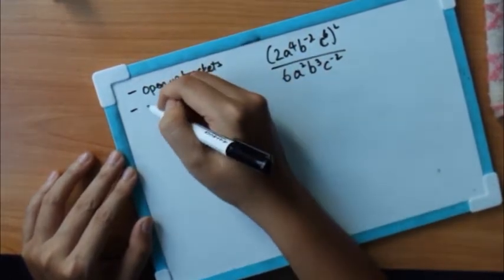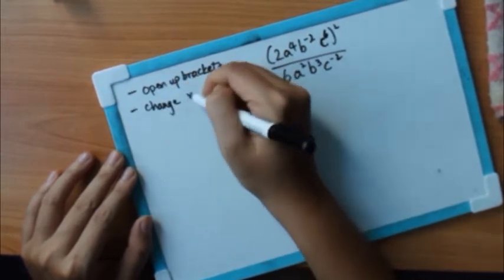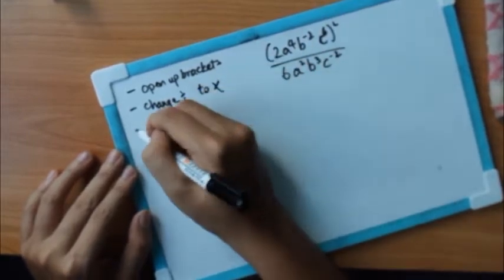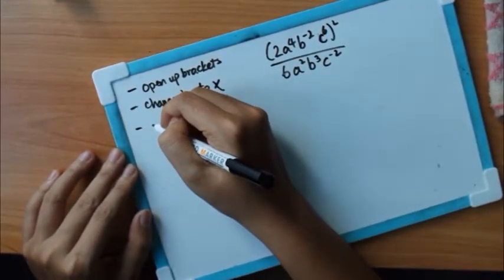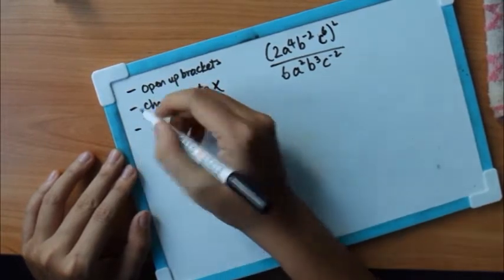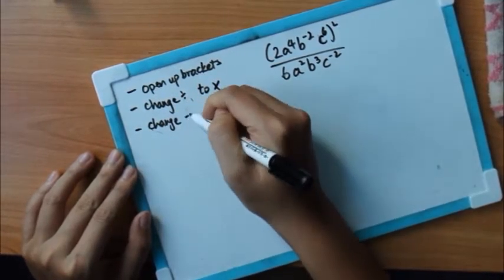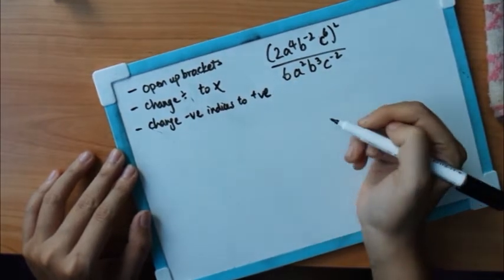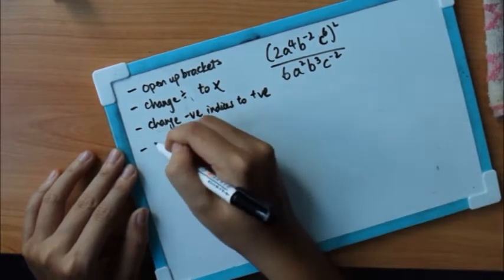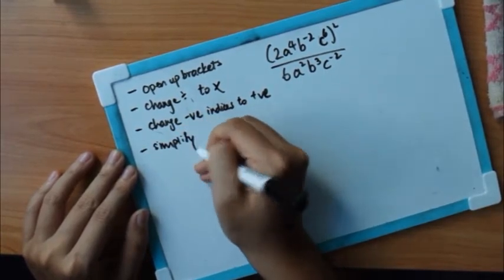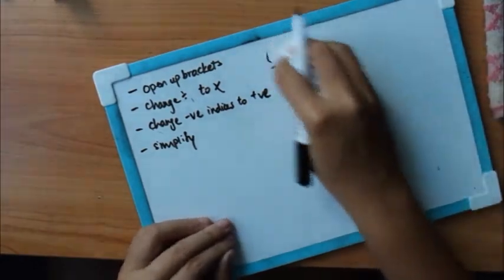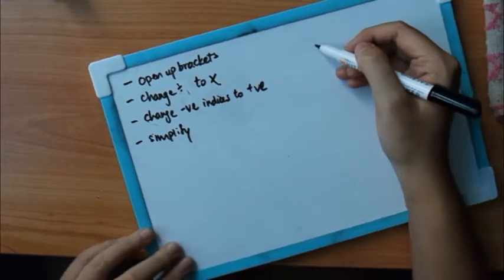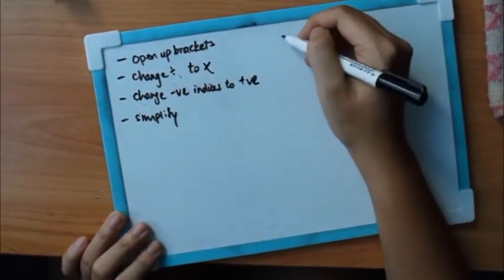The second thing is to change divide to times. I'll explain these things, don't worry. Okay, change negative indices to positive. The very last one is just... 4 things you have to do, okay? Slowly, one at a time. I shouldn't have erased that, never mind. Okay, I'll just give another one.